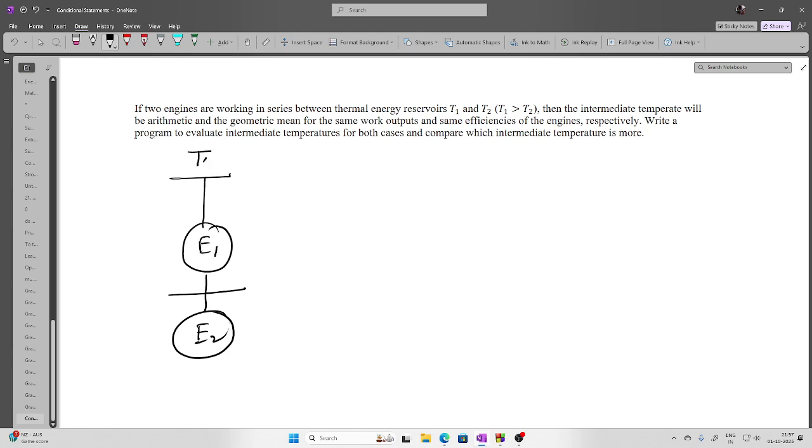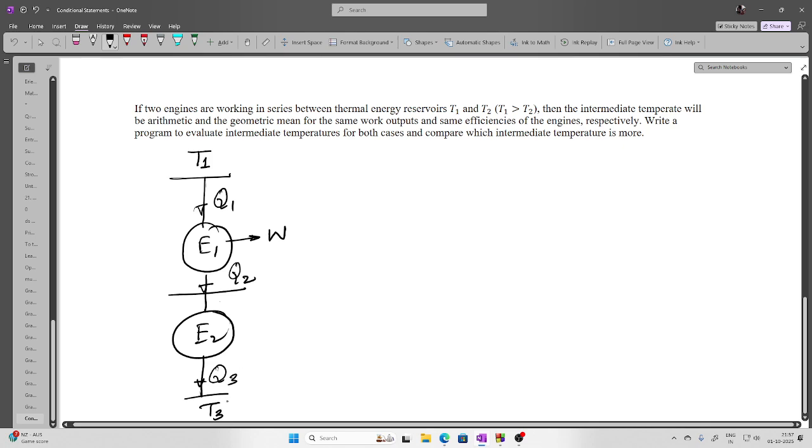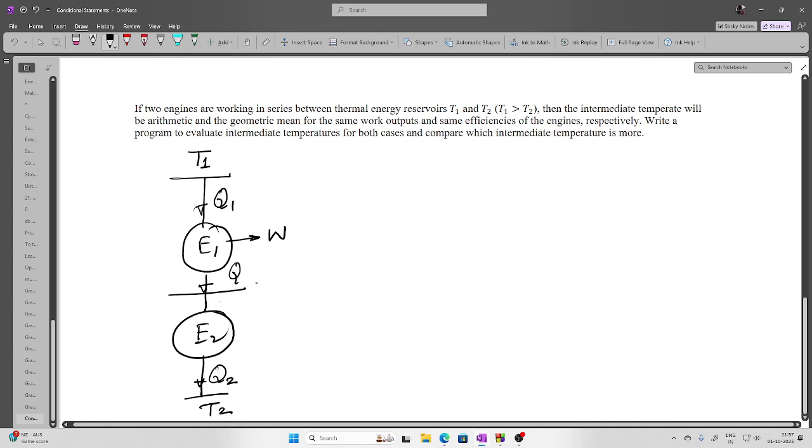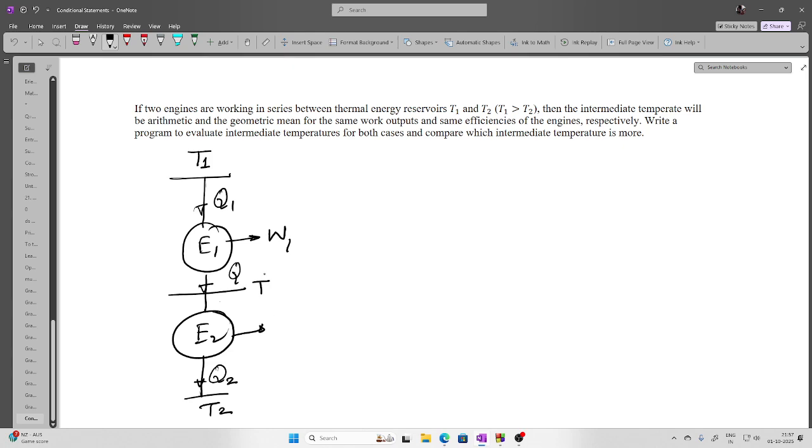So what is an engine? It receives energy from one source, rejects it to another. Let's say it is rejecting Q2, gaining Q1, in turn developing some work. Similarly, it is the same energy which E1 has rejected to E2, and this is your Q3. Let's say it is T3. So what it is saying, T2. So okay, let me slightly tweak this. Tweak what? Tweak the nomenclature, that's it. And then this is Q2, so this is T2. Now let's say the intermediate temperature is T, and this engine is rejecting, this below engine is doing some work W2.